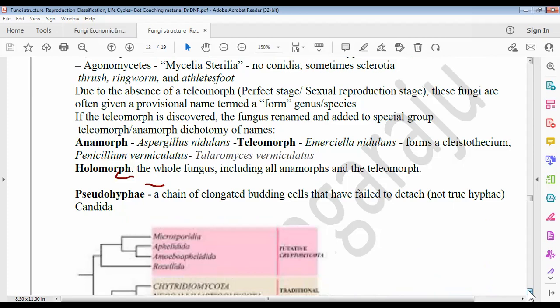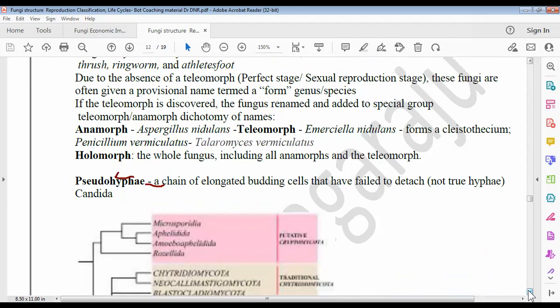You know the anamorph and teleomorph. I already told you, teleomorph means perfect stage. Sexual reproduction means perfect stage. Aspergillus I already told you: Emericella. The perfect stage of Penicillium is Talaromyces. These two are very important. The perfect stage of Aspergillus is a question raised so many times. Emericella. The perfect stage of Penicillium is Talaromyces. Okay. These three are important: anamorph, teleomorph, holomorph.